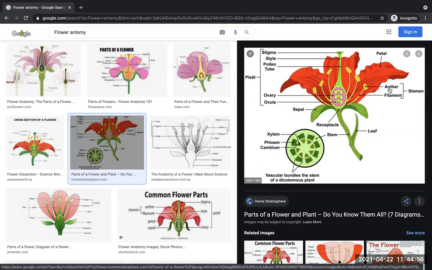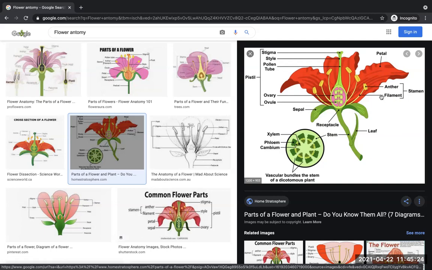And the female part is called pistil. Old term was sex pistil, but now it's just called pistil. Male part is called stamen. That's anther that makes the pollen. Filament is the stalk. So anther is the one that's making the pollen. Then you have the sepals, leaves, stems, and it also has the vascular tissue, xylem and phloem.